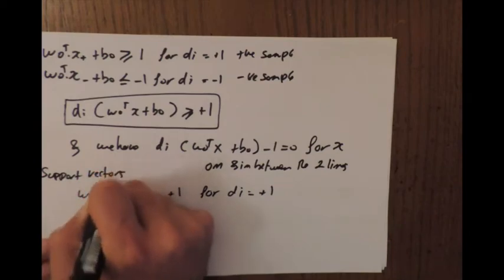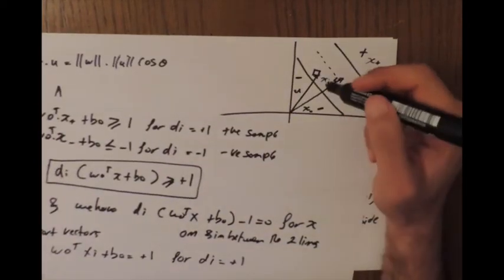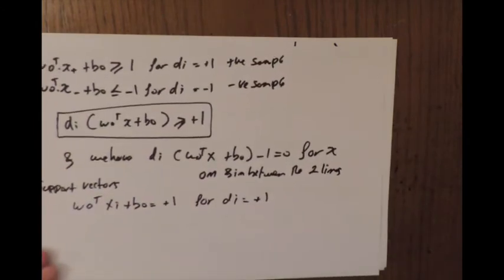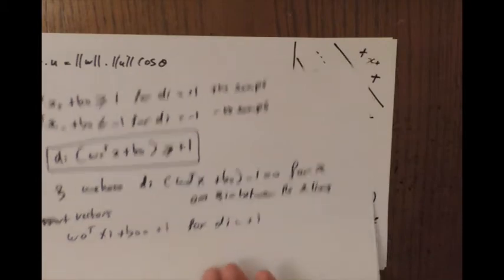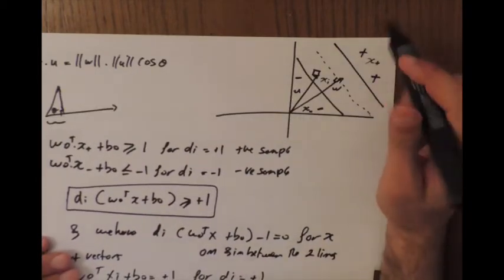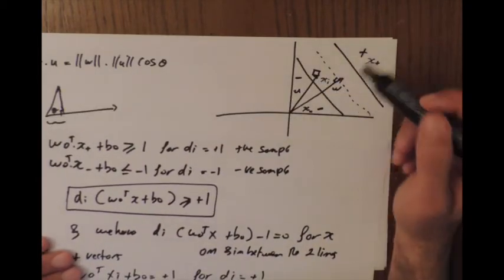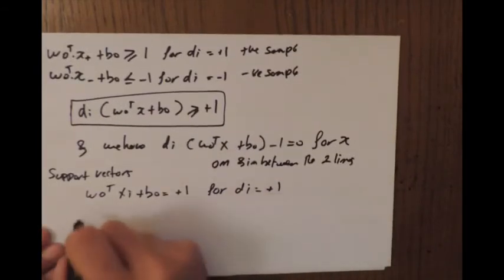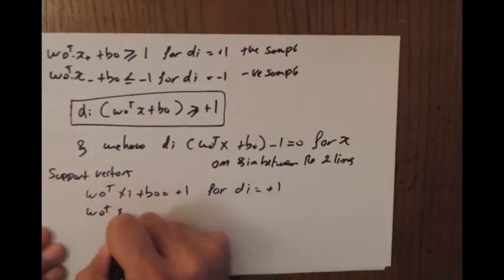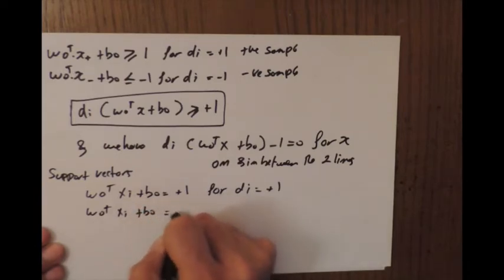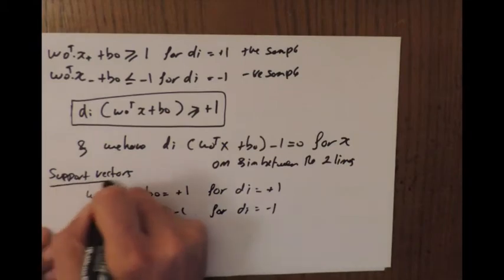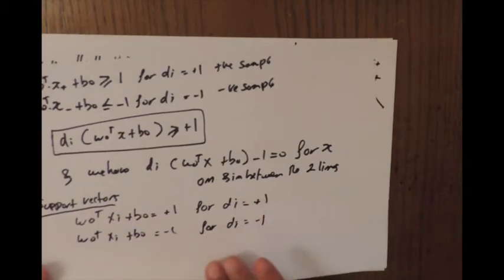vectors. As I said before, support vectors are those points that lie on the lines that are the furthest from the data set on the positive side and the negative side. So whenever we have points that are on the lines, they should satisfy the below two constraints: W0 transpose X plus b0 is equal to -1 for di minus 1. So these are the support vectors. These are typically few points.